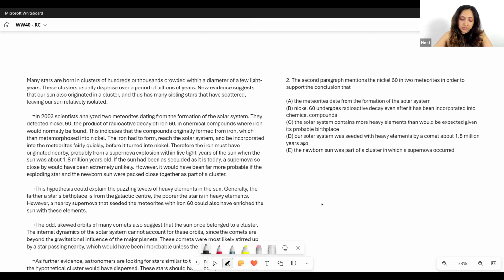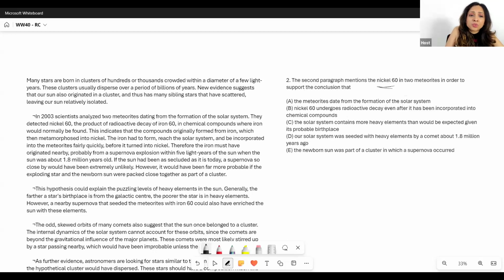Okay, let's take a look at it together now. The second paragraph mentions the nickel 60 in two meteorites in order to support the conclusion that. So, we're looking for the function. This is a function question, right? Mentions the nickel 60. Why does it mention the nickel 60? What is the purpose? What is it trying to support? To support the conclusion that, okay, the meteorites date from the formation of the solar system.